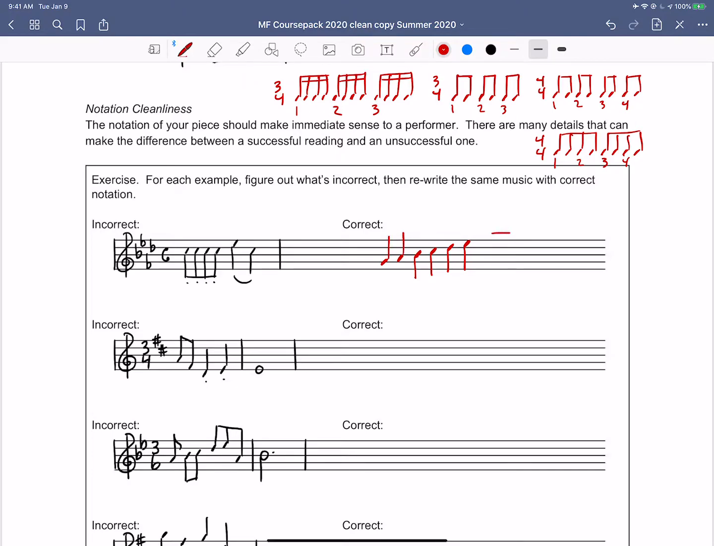So for instance, high note up here, stem goes down, connects to the left. Low note down here, stem goes up. If you're right in the middle, just by convention, the stem goes down.